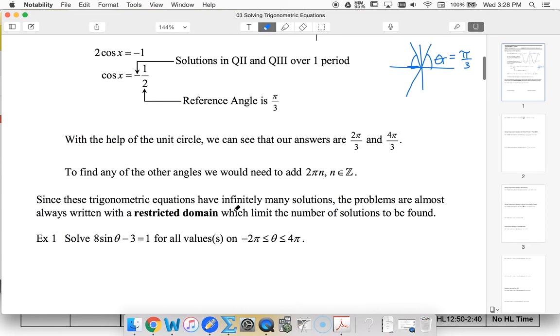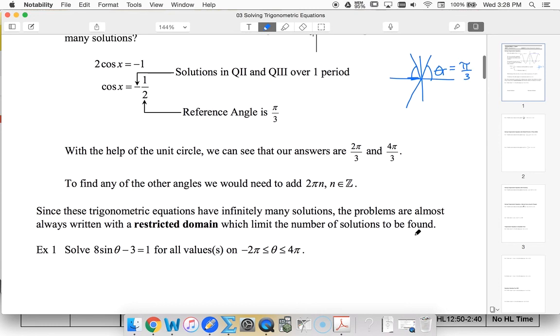That means we would always have infinite solutions, so we're going to give you a restricted domain, which tells you exactly how many we're looking for. So that's what we're going to use going forward to solve trig equations.